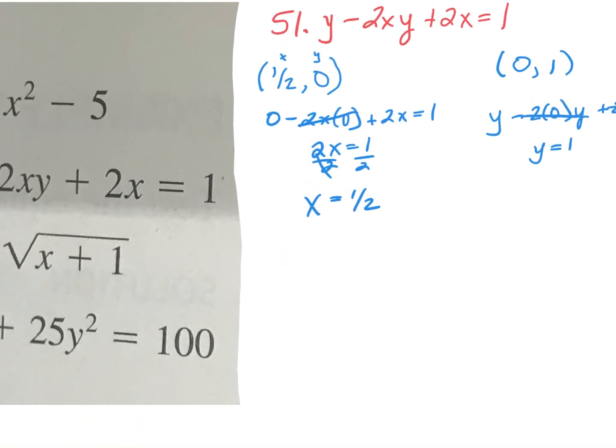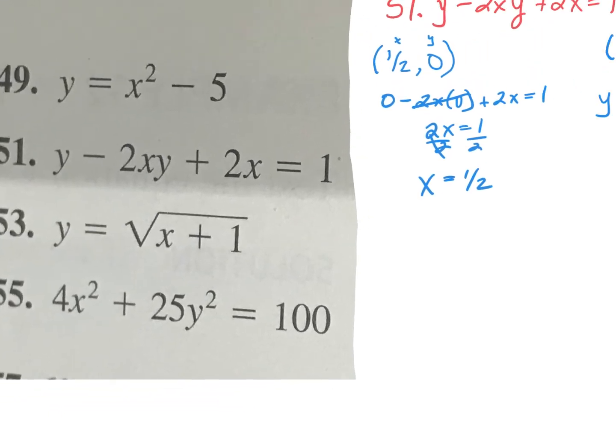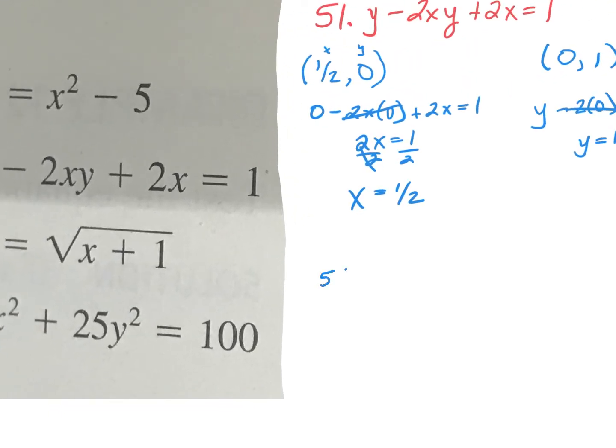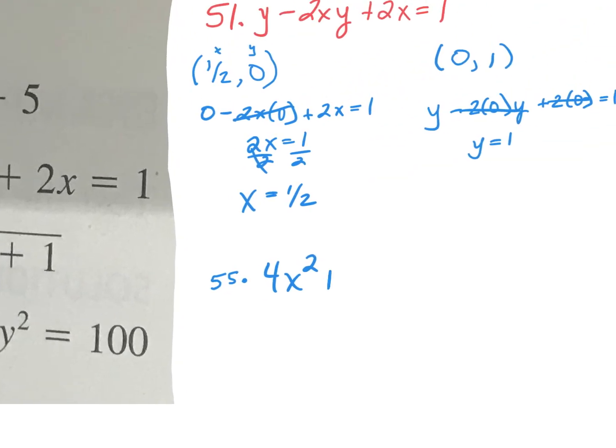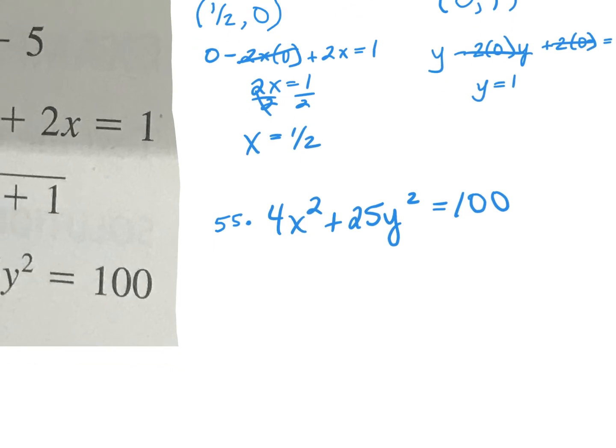Let's look at 55. Whoa, 55 is crazy looking. 4x squared plus 25y squared equals 100. We're finding x and y intercepts, so I'm going to plug in 0 for x and 0 for y and see what happens. Over here, I'm going to plug in 0 for what value is that?